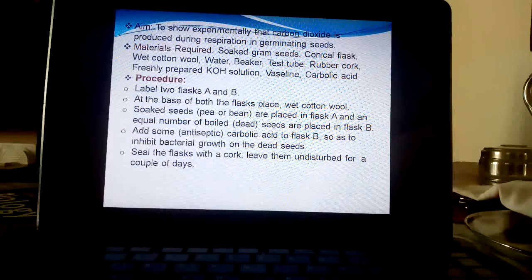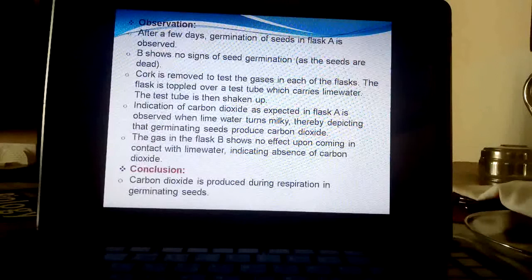Take soaked seeds and place them in flask A, and an equal number of boiled seeds you take and place in flask B, and add some antiseptic or carbolic acid into flask B, so that it can inhibit bacterial growth on the dead seeds. Decay is prevented. Now seal the flask with cork. Leave both the flasks undisturbed for a couple of days, because respiration should take place.